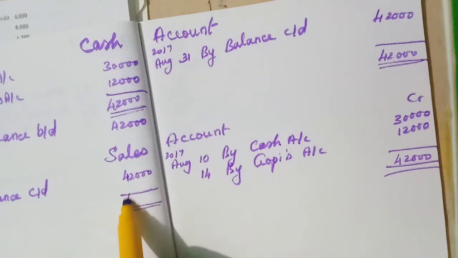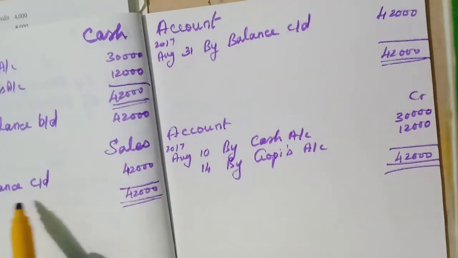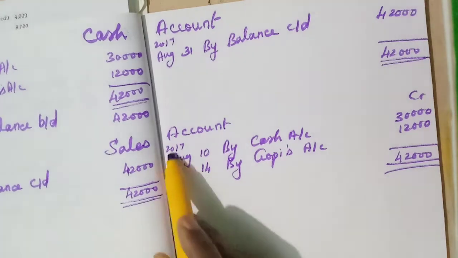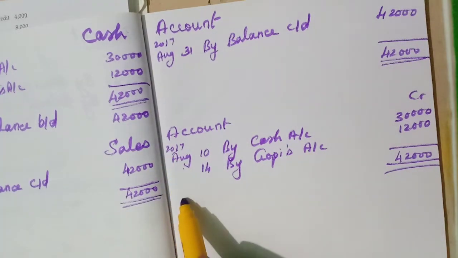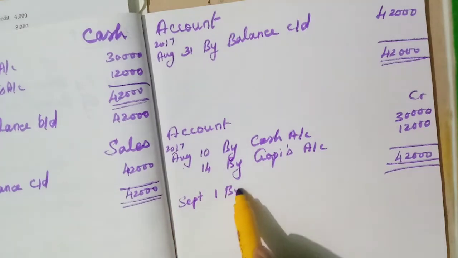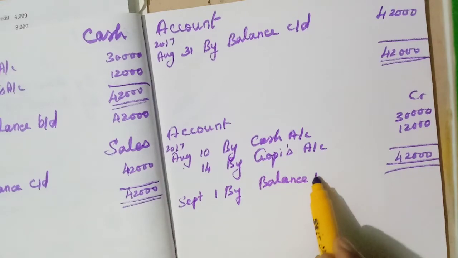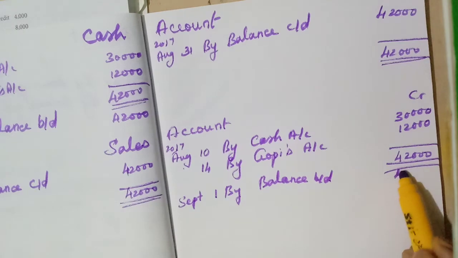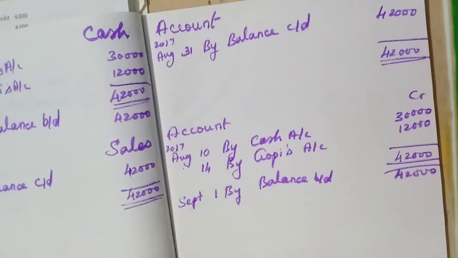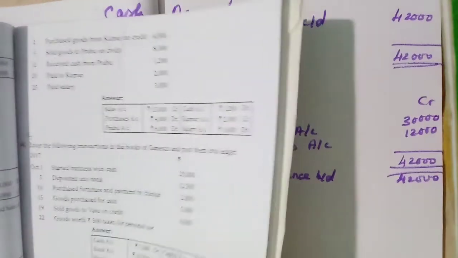This 42,000 will be straight. Now you write the opening balance. This is called closing balance. For the opening balance, we have written the year, only the month we need to change. September 1, by balance brought down, 42,000. That's all. Two accounts you have prepared.